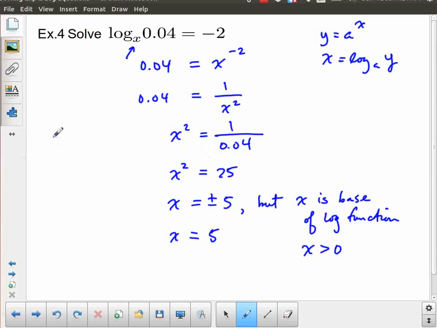And if you remember our graph of logarithms, it looks like that. You can't even put in an x value of negative 5. It's only defined here for positive x values.